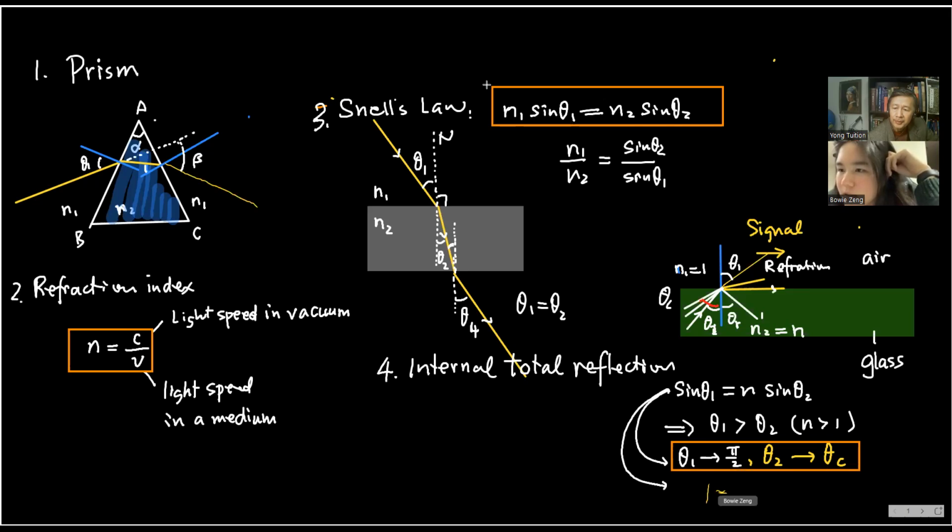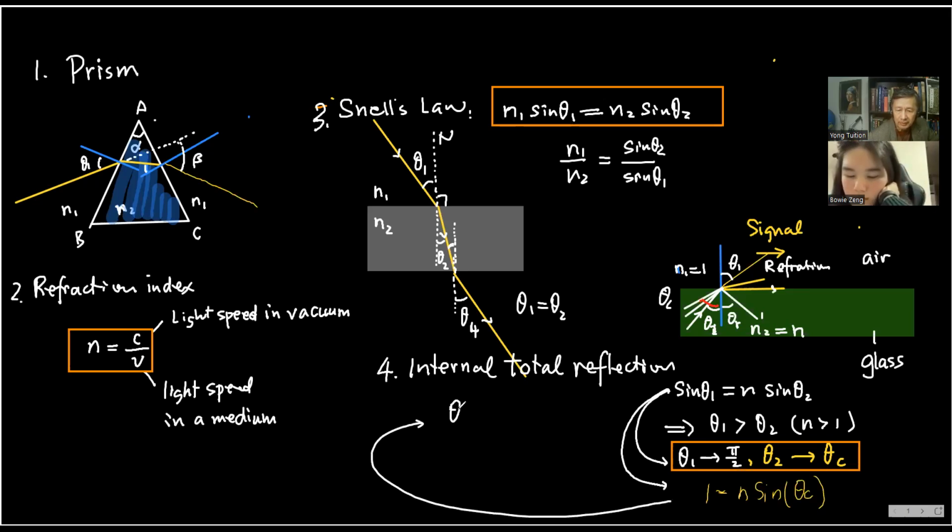1 equals n sine c. That's right. So in this way, we got this important equation. That is the critical angle. Sine of the critical angle is equal to 1 over n. Or in other words, the critical angle can be solved by using inverse sine of 1 over n. So this is the condition when total reflection occurs.